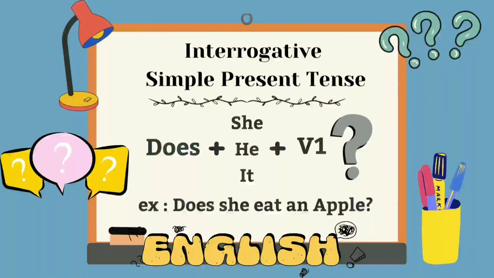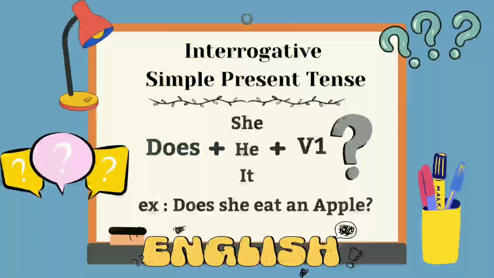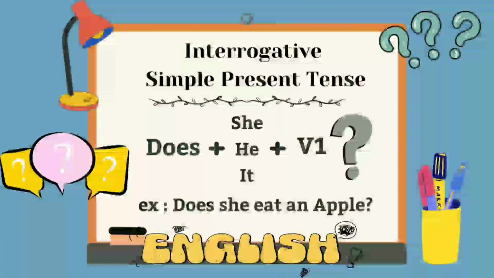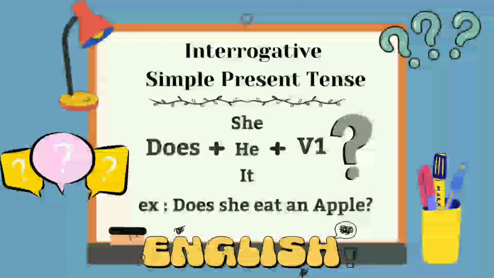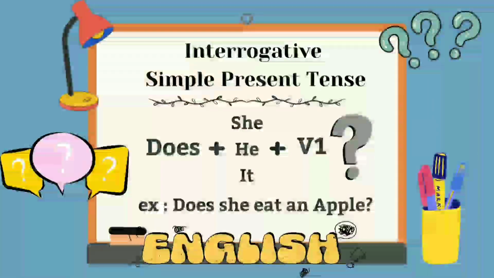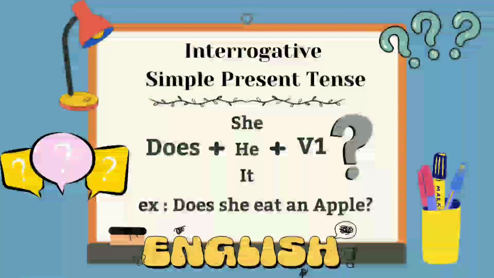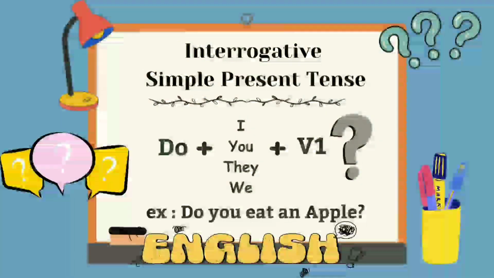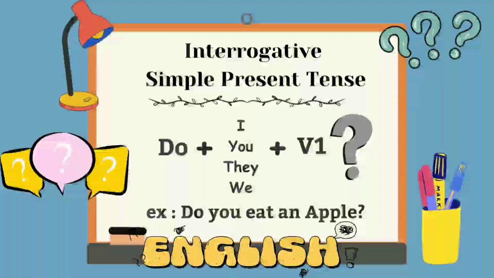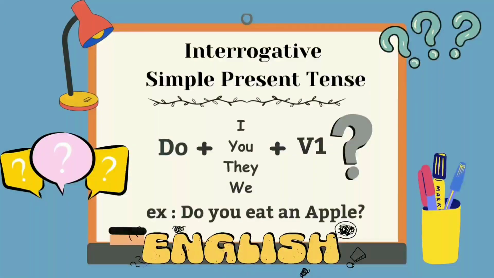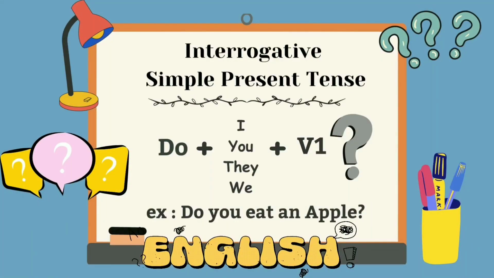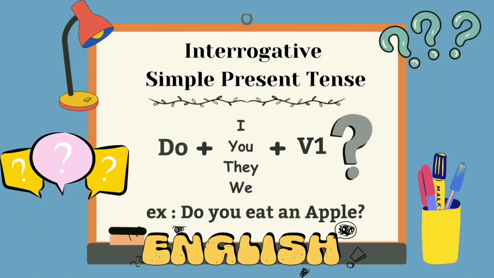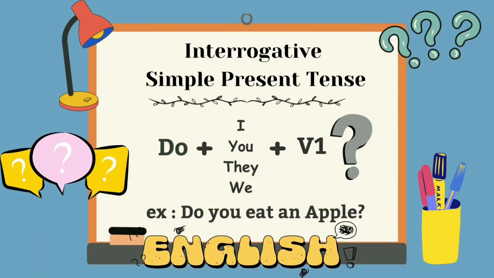How about the interrogative simple present tense? We need does for subjects she, he, or it. When we ask, put the word does at the front of the sentence. For example, does she eat an apple? We need do for subjects I, you, they, or we. When we ask, put the word do at the front of the sentence and add verb 1 after the subject. For example, do you eat an apple?